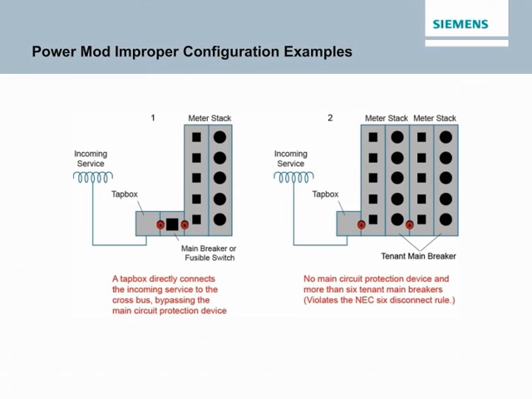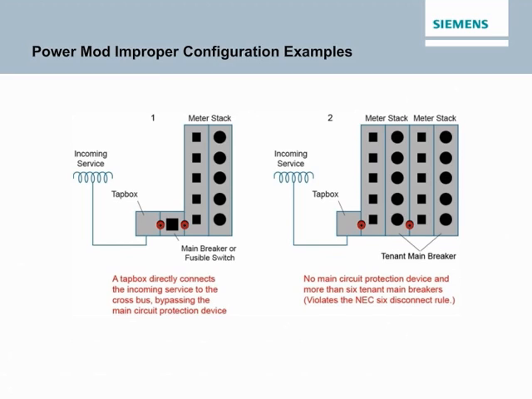Following the configuration rules described in PowerMod documentation is critical to ensure proper operation. The accompanying illustration shows 2 examples of improper configurations. Configuration 1 is improper because it uses a tap box with the main device. Because the tap box connects directly to the cross bus, the main device is bypassed.